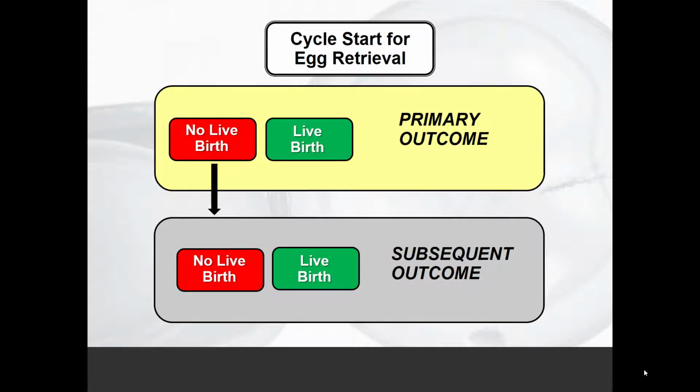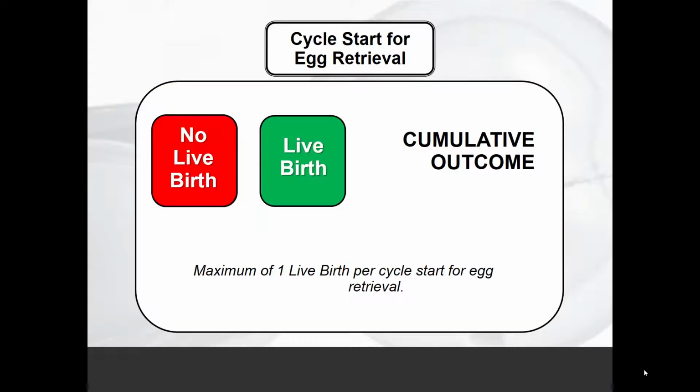For the reporting year during which a cycle was started for egg retrieval, a live birth resulting from the cycle may occur as a primary outcome or a subsequent outcome. Either outcome contributes to the cumulative outcome of the cycle that was started for egg retrieval. Only one live birth will contribute to the cumulative outcome, so it cannot exceed 100%.